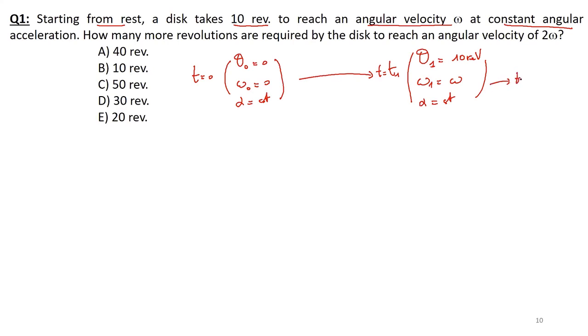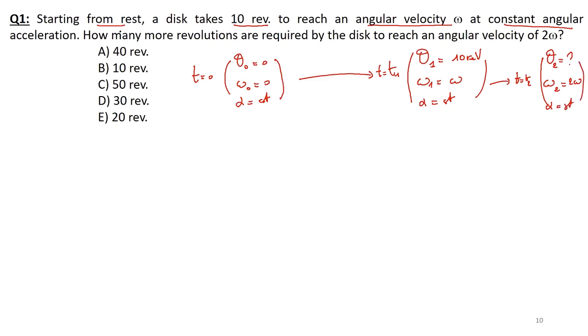And then at t equals t2, that's the question here. How many more revolutions are required by the disk to reach an angular velocity of 2 omega? So at t equals t2, the angular position will be theta 2, and I don't know it. The omega 2 will be 2 times omega, because it will reach an angular velocity of 2 omega. And the alpha is still constant.